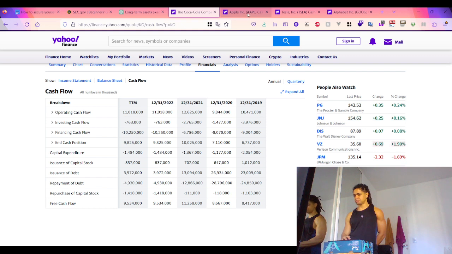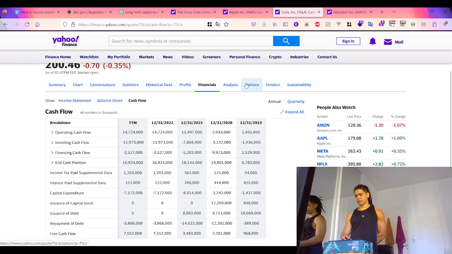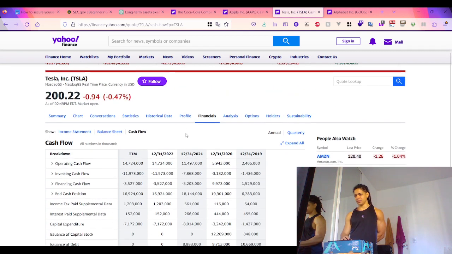Interesting. They're not reinvesting too much in their own stocks. Funny. Very, very funny.